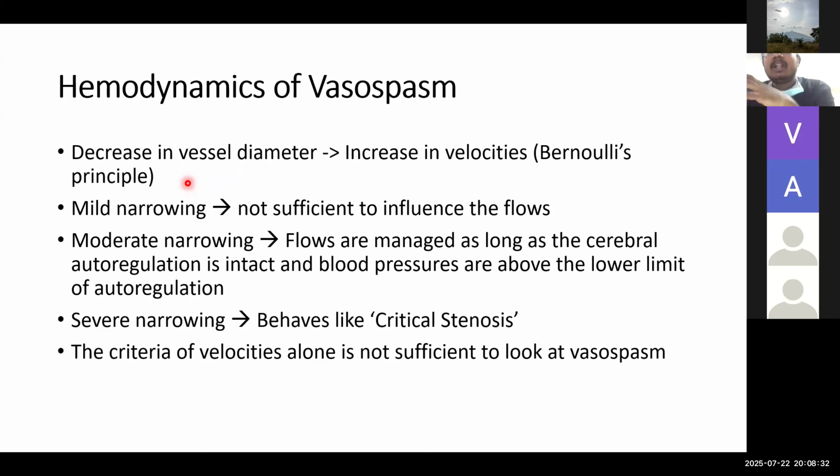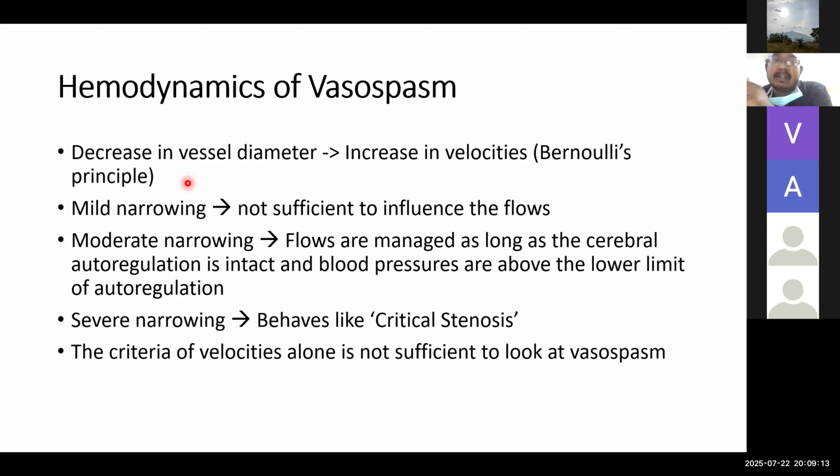So, what actually happens to the hemodynamics in the intracranial cerebral arteries which undergo vasospasm is that whenever there is a vasospasm, there is a decrease in vessel diameter, which leads to an increase in velocities. It follows Bernoulli's principle. Whenever there is a mild narrowing, it doesn't influence any flows, so we rarely get to see any disturbances in transcranial Doppler. But whenever there is a moderate or severe narrowing, we definitely get to see flow disturbances in the transcranial Doppler.